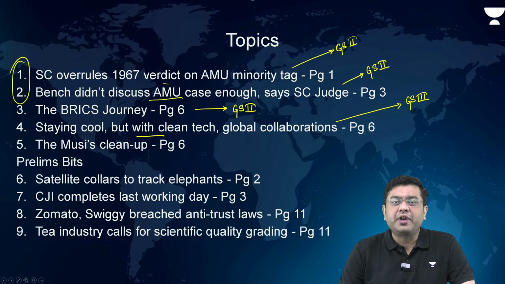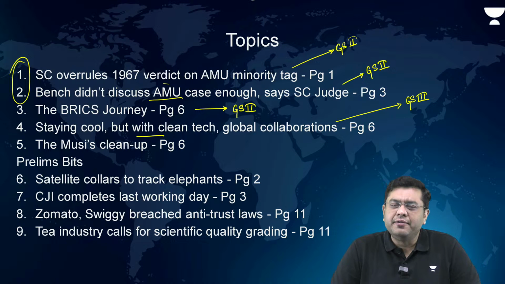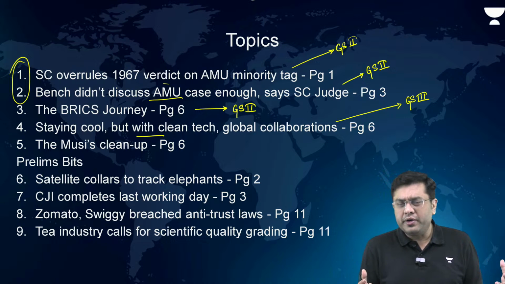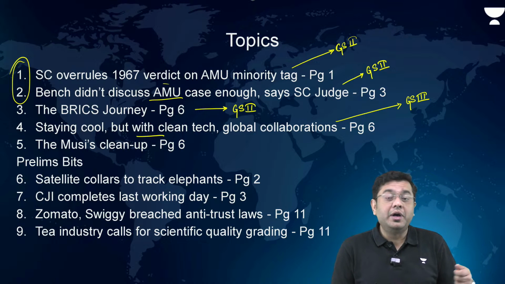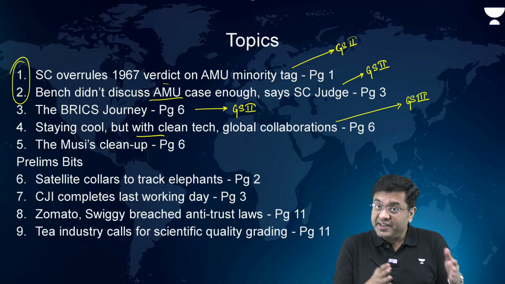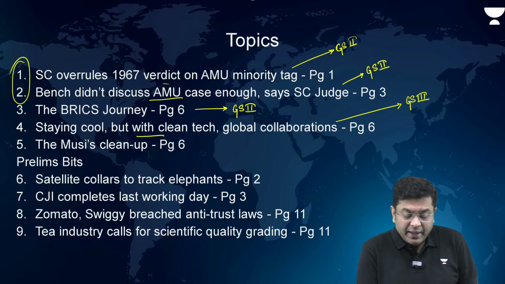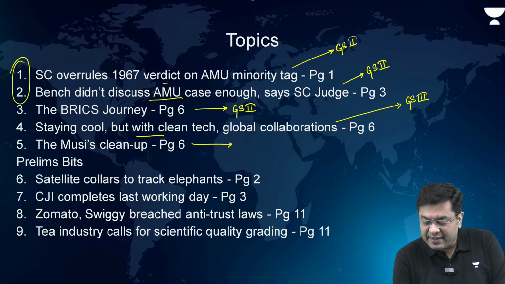Then the Musi's cleanup. This is about the cleanup of river Musi, and this is one of the environmental or the urban issues that the majority of the developing world faces, and more so in India we face that. We see that with Yamuna, we see that with Kuam, we see that with Musi. So that is where we have to understand this, and questions can be asked from GS paper 1 or GS paper 3.